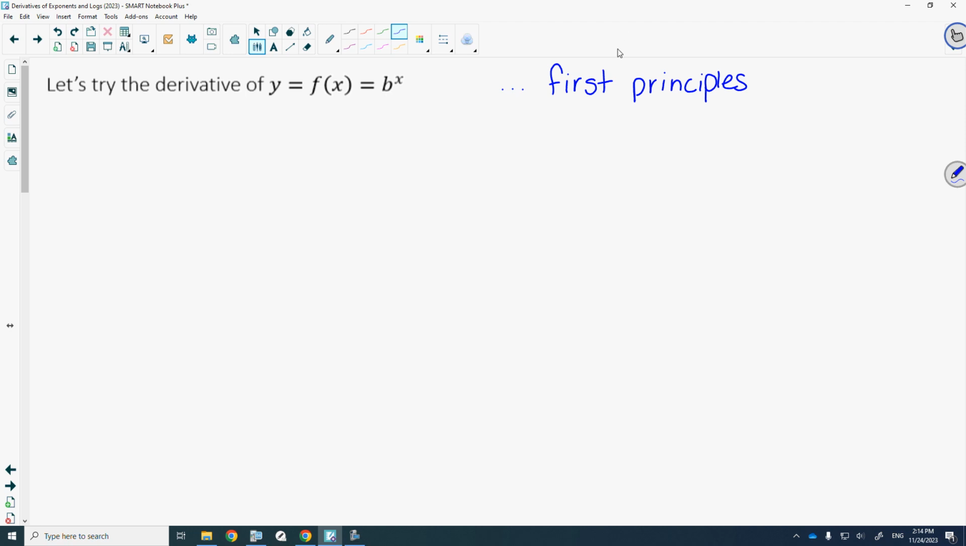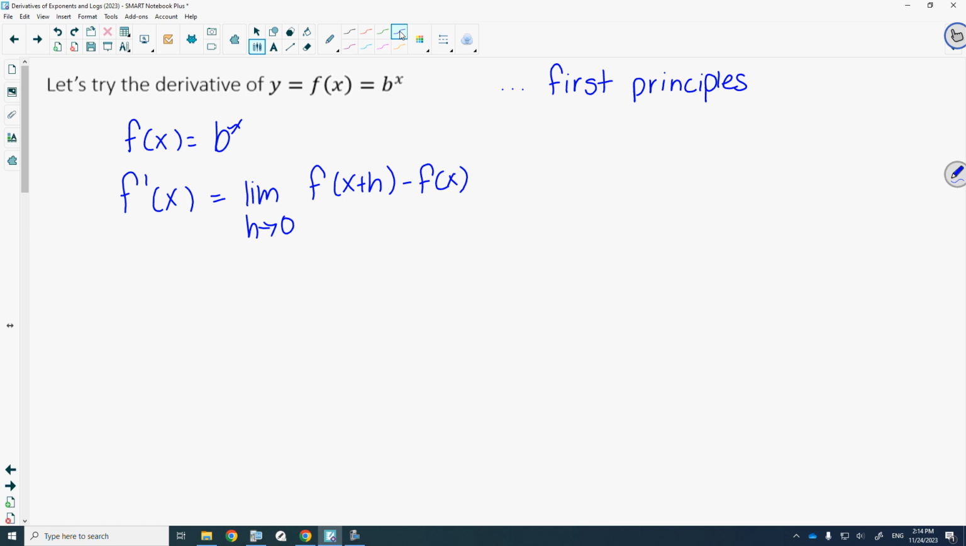So if my original function is f of x is equal to b to the x, and I want to find the derivative, so f prime of x of b to the x, what I'm going to do is take the limit, going back to first principles, as h approaches 0 of f of x plus h minus f of x all over h. So this is going to be equal to.